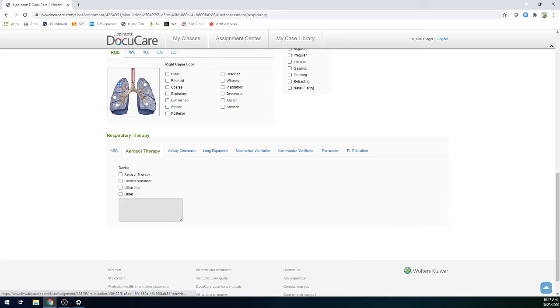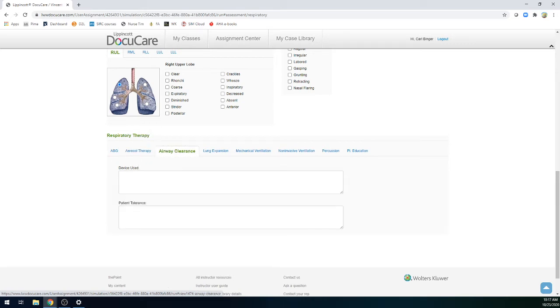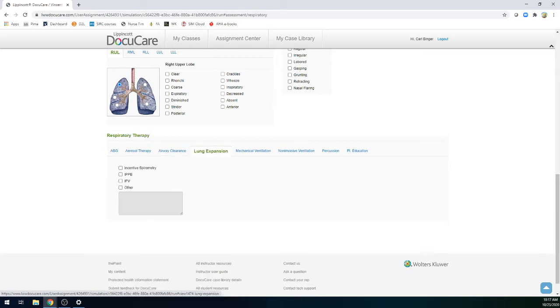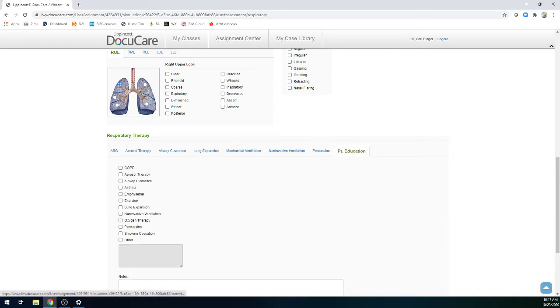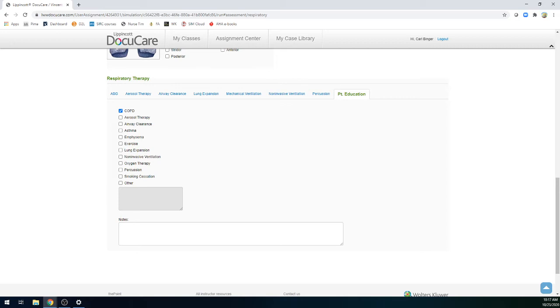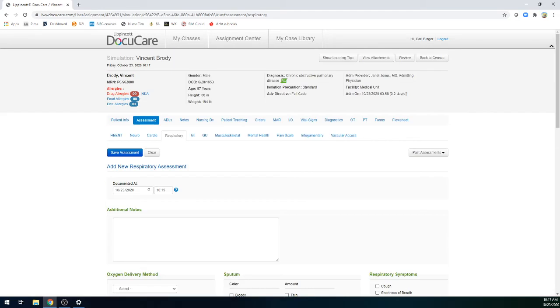Also, aerosol treatment. You gave a nebulized treatment, so that should be documented. Did we try any airway clearance? How was our lung expansion? Did we use incentive spirometry on the patient? Okay. Patient education. Look at that. COPD, patient education. So you see how I'm going through all of these blue tabs. That's what we should be doing. And of course, after you do all that, don't forget to save.